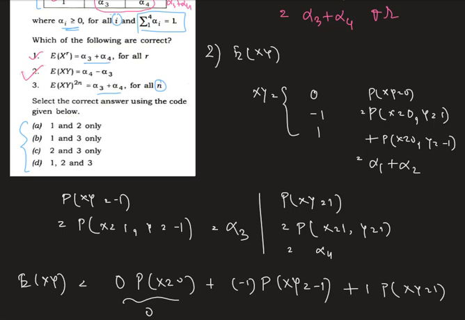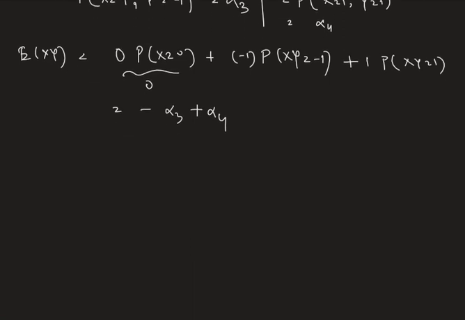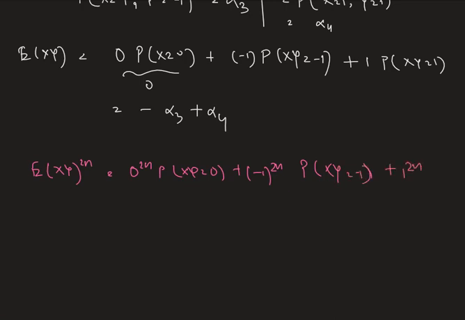3, that is expectation of xy to the power 2n. Expectation of xy to the power 2n is 0 to the power 2n times probability xy is equal to 0, plus minus 1 to the power 2n times probability xy is equal to minus 1, and plus 1 to the power 2n multiplied by probability xy equals 1. As we know from the above case that xy takes only three values, that is 0, minus 1 and plus 1. The first portion results in 0.